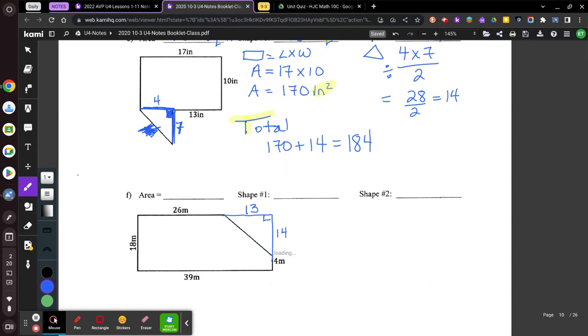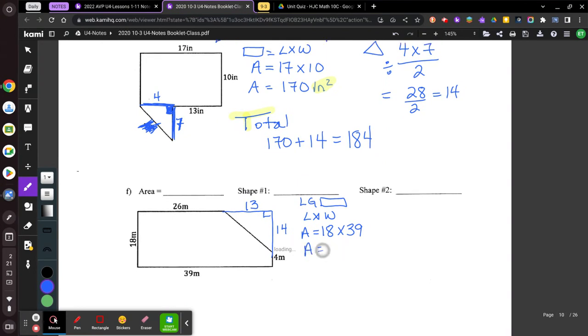So shape 1 is going to be the large rectangle. So I'm going to go length times width. So I'm going to get 18 times 39. Again, we're going to take 18 times our 39, and that's going to give us 702. So our first large object is 702 meters squared.